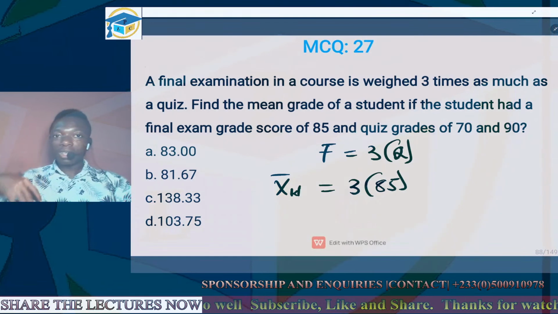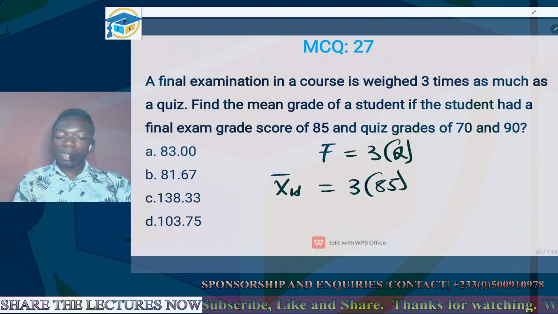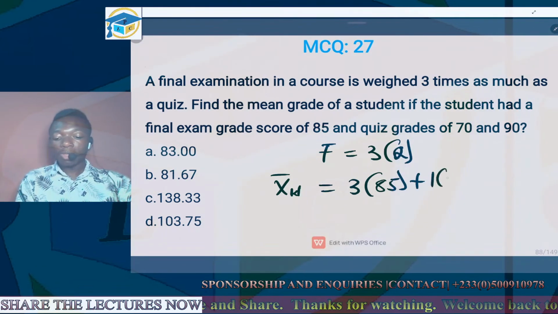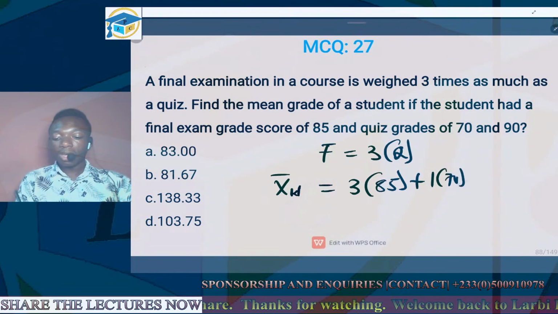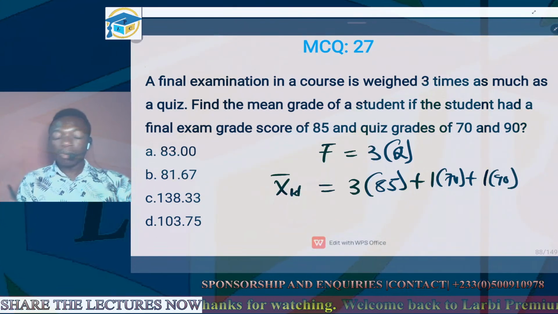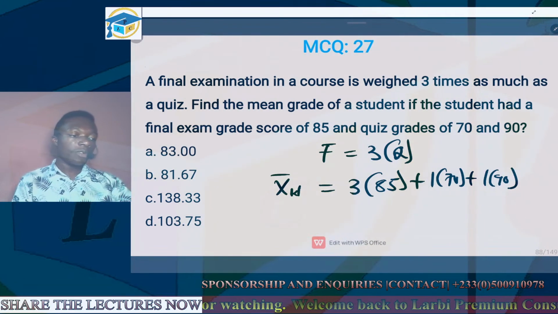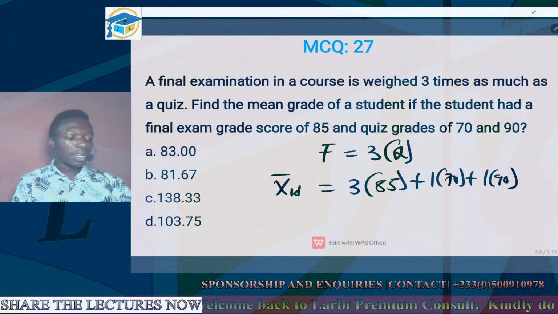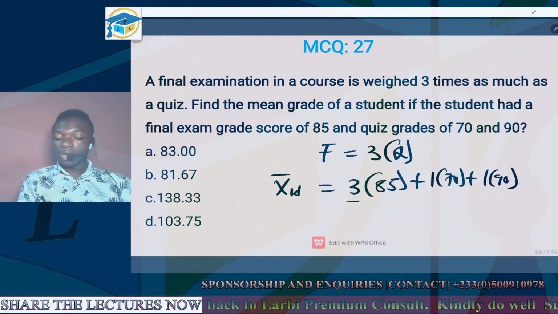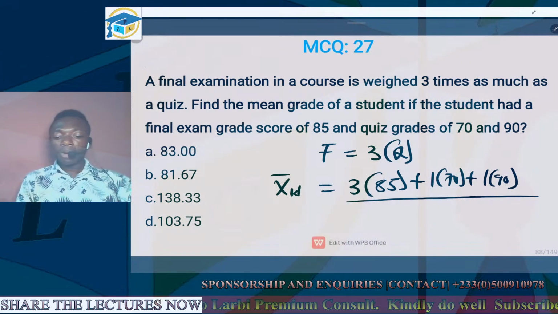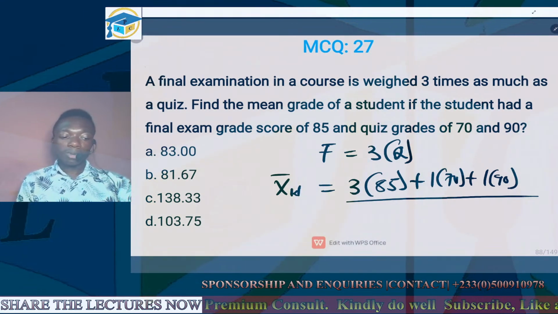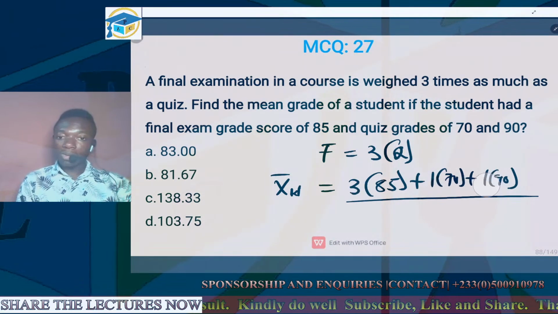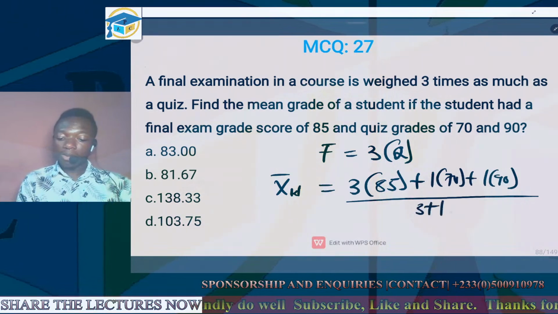If you have any question, you can drop it in the comment section and I'll take it from there. So we have 3 multiplying 85 plus 1 multiplying 70, plus 1 multiplying 90. I hope you are following that line. At the end of the day, since it's a mean, we divide by the total weight. So we have 3 plus 1 plus 1, which gives 5.